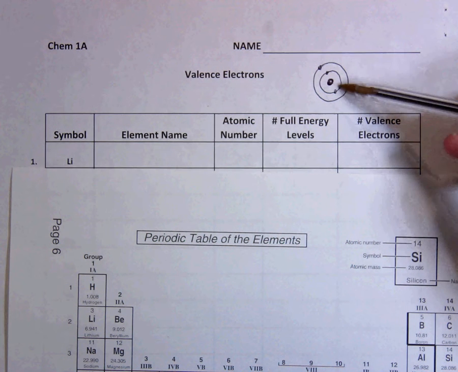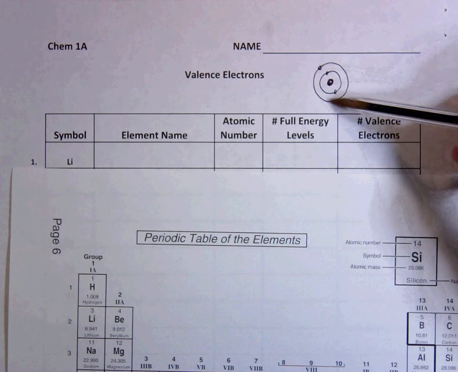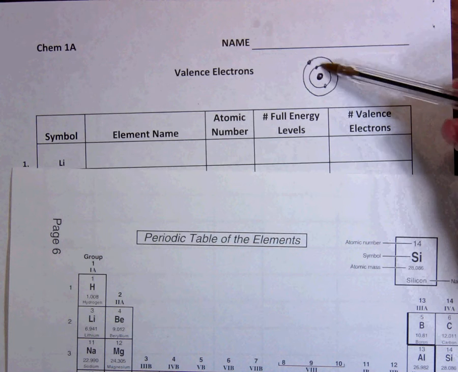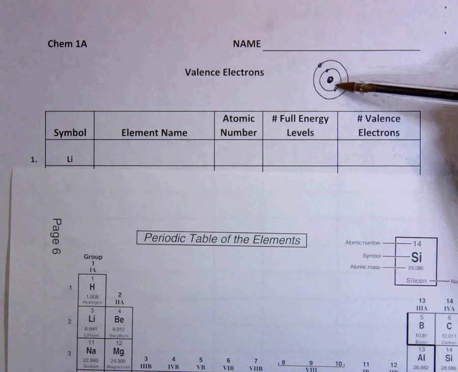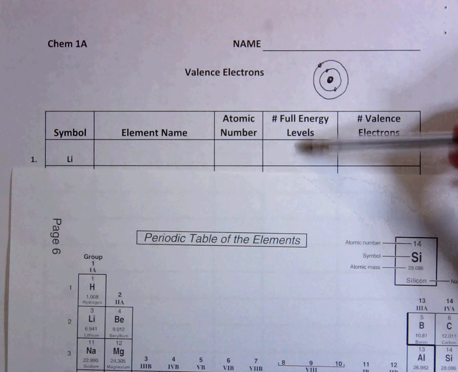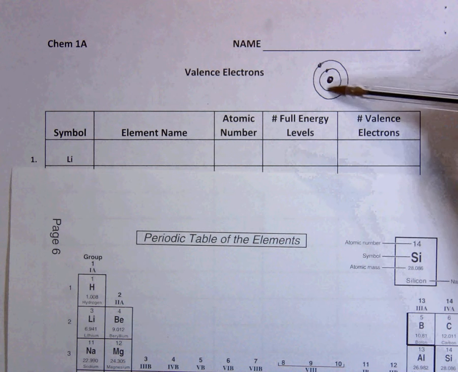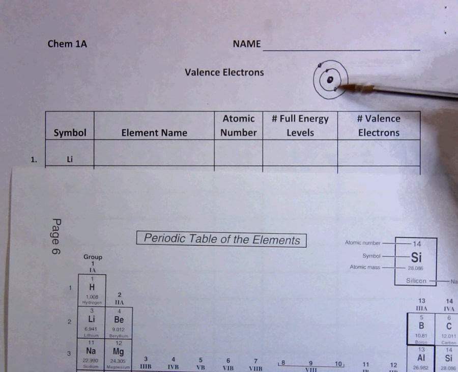Now, of these 2 energy levels that lithium has, how many of them are full? Only this first one. The second level is not full because this second level can hold up to 8. So I do not count this second level as full, only this one. So here I would put 1, because lithium has 1 full energy level, which is this first one.